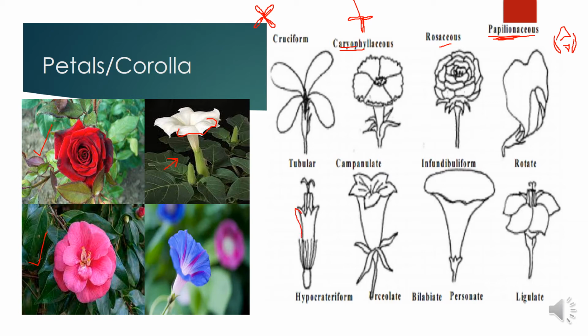It can also be tubular, where the petals are fused for quite a long length, especially in the tuberose. Then you have campanulate, as in the morning glory. Then you have infundibuliform, that is funnel-shaped, in the trumpet flowers. These are only a few examples of how petals are arranged. There are many examples that I'll discuss in a detailed video.